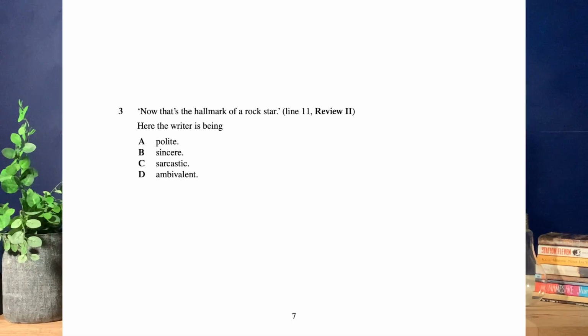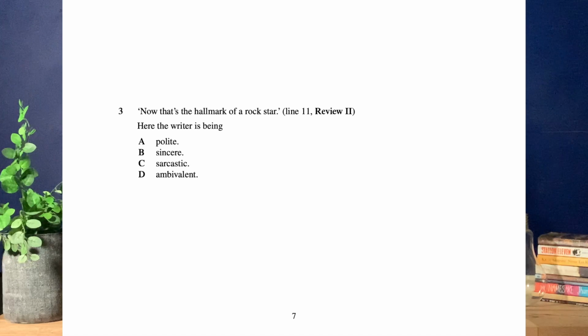When you look at B, sincere, I would suggest that given that this line is coming at the end of all of these criticisms and all the things that existed beforehand to say, well, actually, that's the hallmark of a true rock star, I would say that sincere works really well. And as I'm working through them, sincere is definitely the right answer for me out of the first two, but I'm going to check against the third and the fourth.